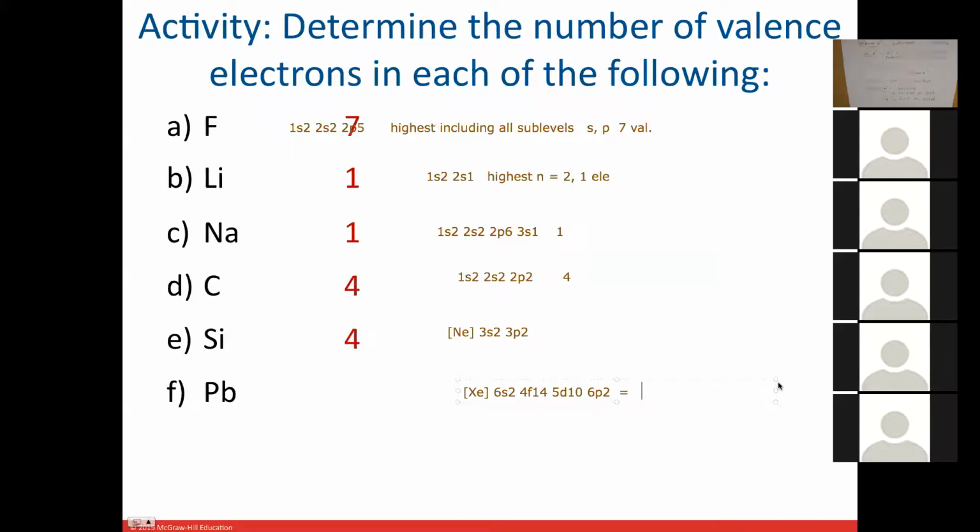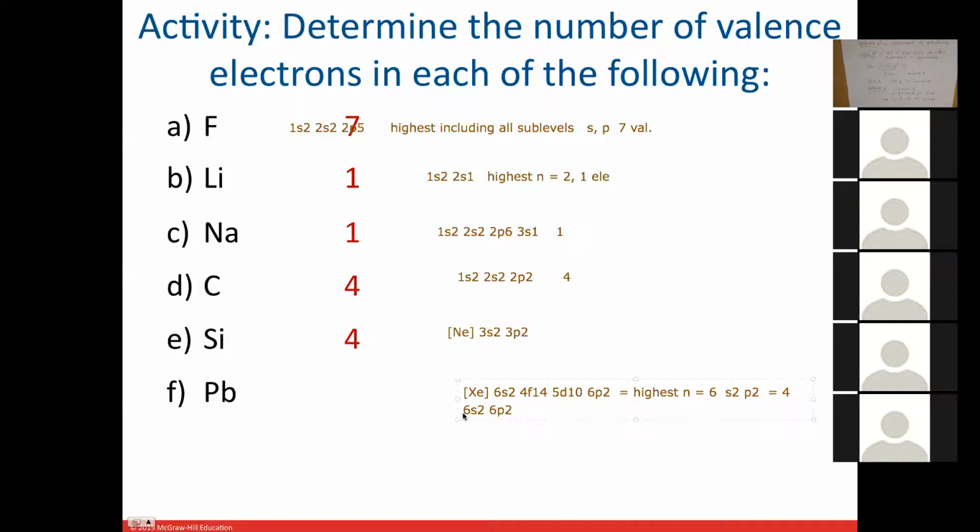What's the highest n? 6p. The highest n equals 6. How many have 6? 2. I have s2 and p2, so that equals 4, right? It's technically 6s2, 6p2. So when lead reacts, it's no mistake.